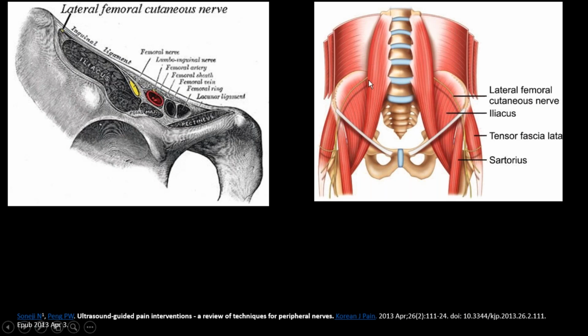You can see the lateral femoral cutaneous nerve, which originates from the L2, L3 nerve roots, and it travels laterally over the psoas and anterior to the iliacus, and travels underneath the inguinal ligament and gives innervation to the anterior lateral aspect of the thigh.